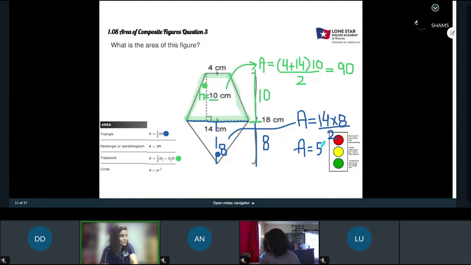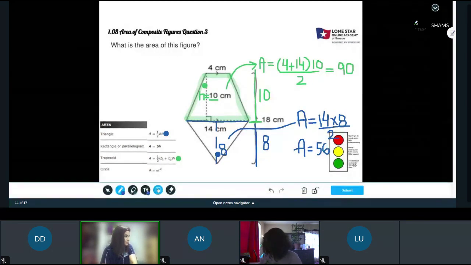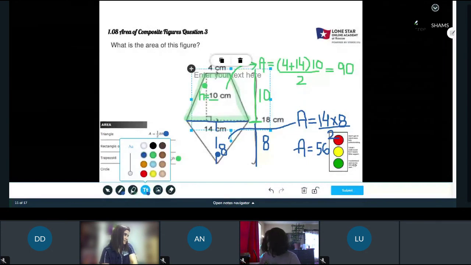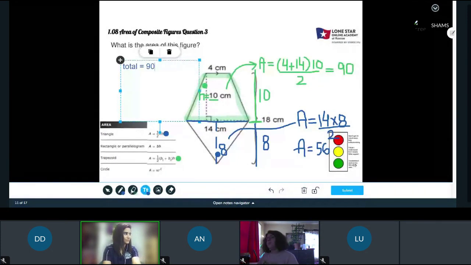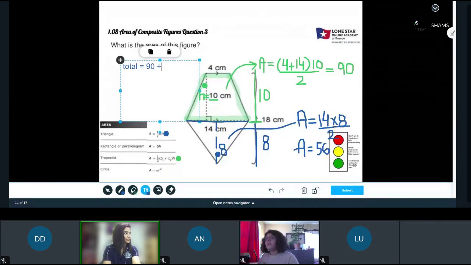The area of the triangle will be 56. Then you can find the total area by adding the two. The trapezoid in green, 90. The triangle in blue, area of 56. If you combine, you should get 146 square centimeters. And here we are.